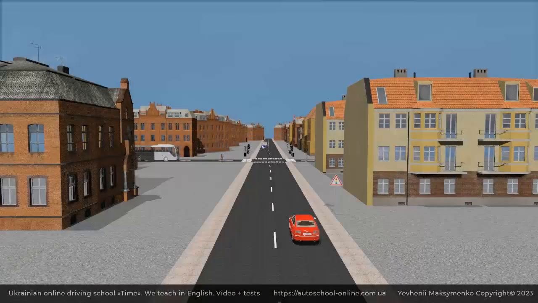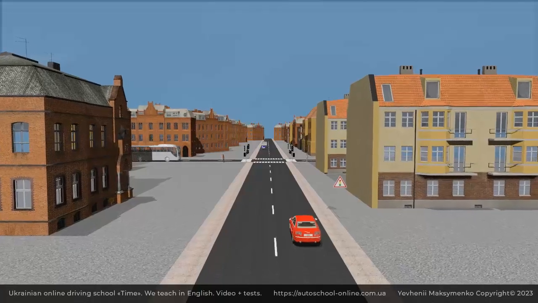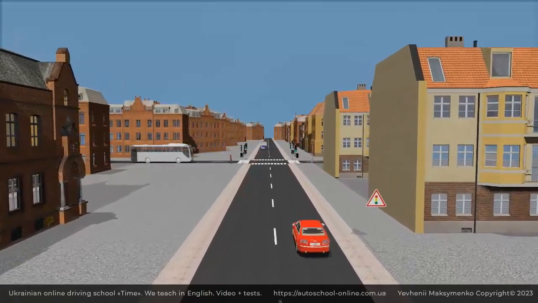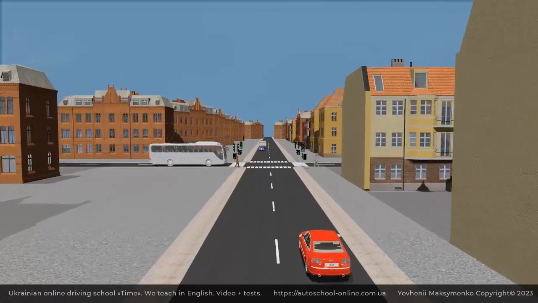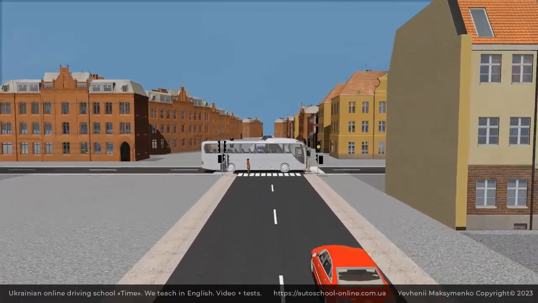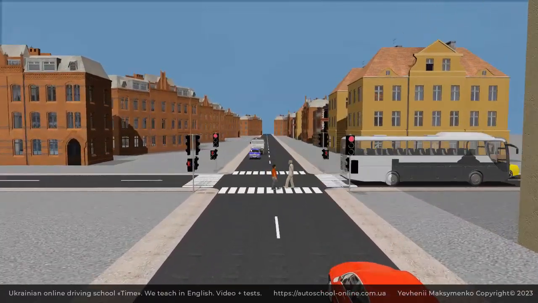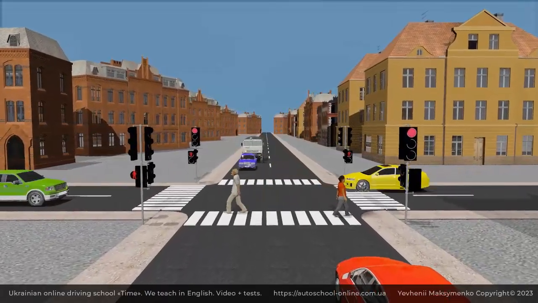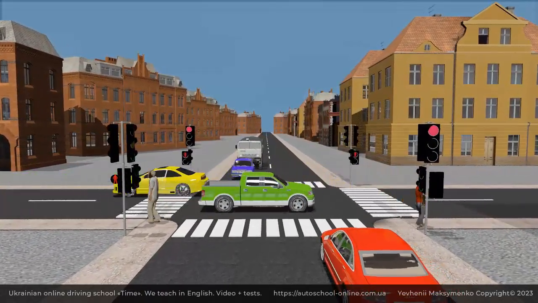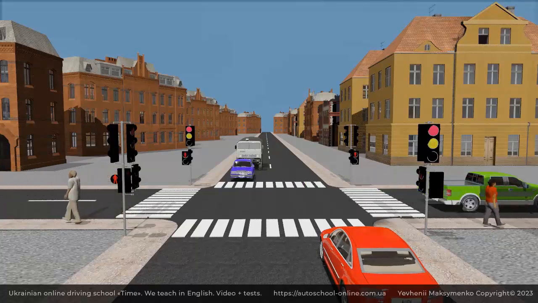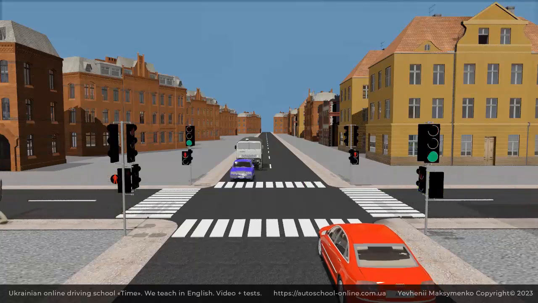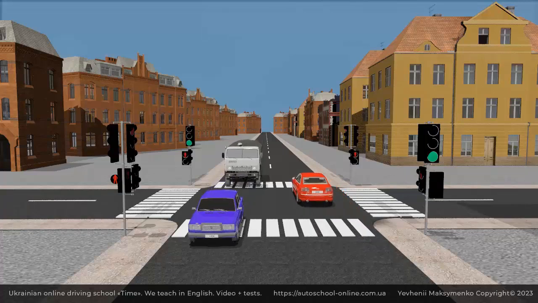Hi there! In this video, we'll look at how to drive through intersections. The intersection is a high-risk area because traffic flows intersect here, and there is a lot of vehicular and pedestrian traffic. Crossing requires increased attention from the driver, his complete concentration on the road situation, and strict observance of traffic rules.